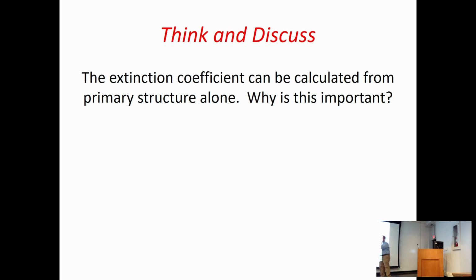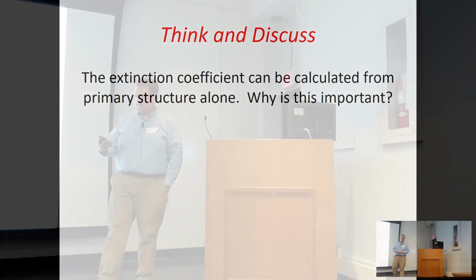So I told you earlier that the extinction coefficient really doesn't depend all that much on the tertiary structure or the secondary structure, really only the primary structure. So the linear sequence of amino acids. And so why is that important? Why is that useful? Why might we care that that's the case? And so introduce yourselves, talk a little bit, and then we'll come back in 2-3 minutes and we'll see what you guys have come up with.